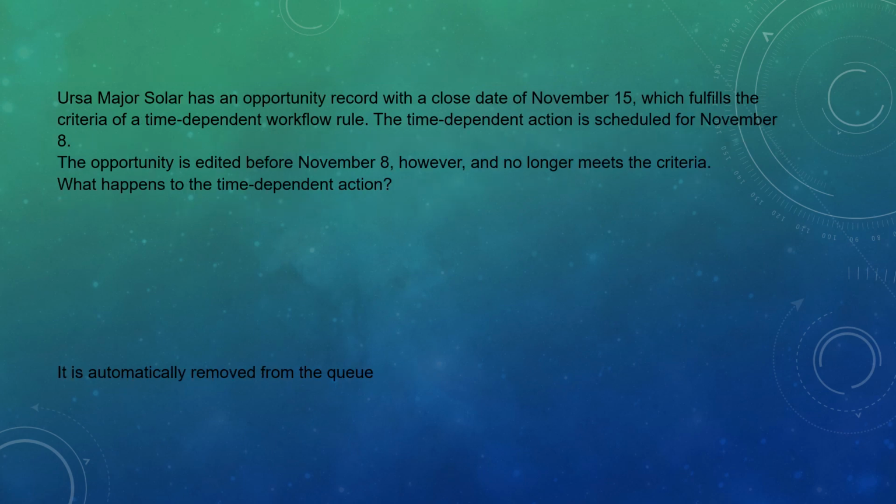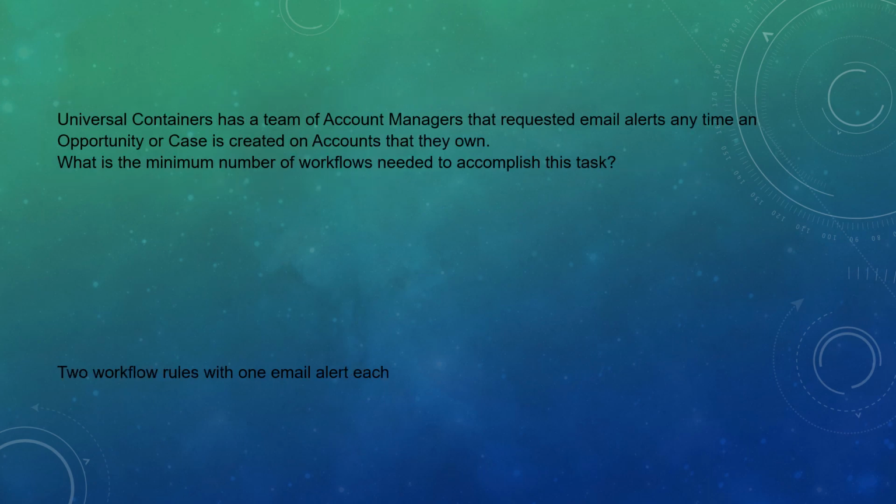Ursa Major Solar has an opportunity record with a close date of November 15th, which fulfills the criteria of the time-dependent workflow rule. The time-dependent action is scheduled for November 8th. The opportunity is edited before November 8th. However, it no longer meets the criteria. What happens to the time-dependent action? It is automatically removed from the queue.